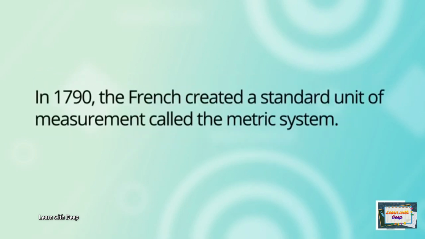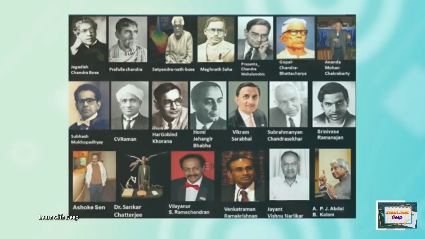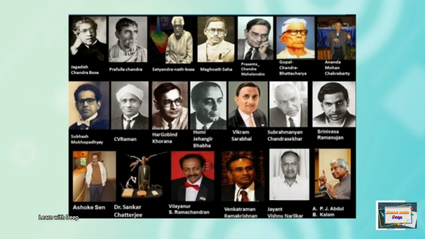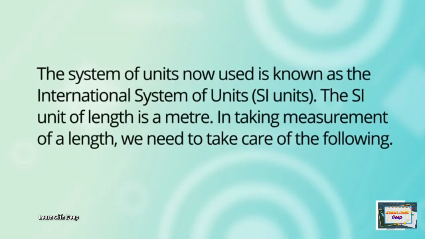In 1790, the French created a standard unit of measurement called the metric system. For the sake of uniformity, scientists all over the world have accepted a set of standard units of measurement. The system of units now used is known as the International System of Units or SI units. The SI unit of length is a meter.